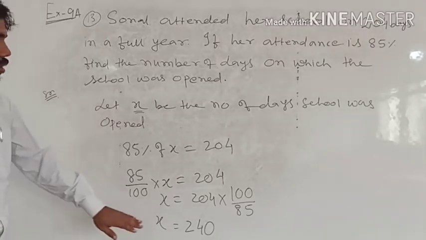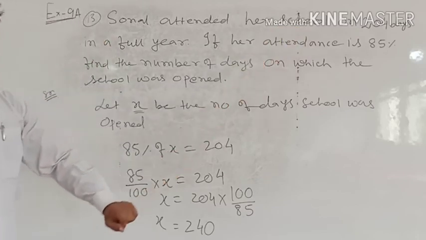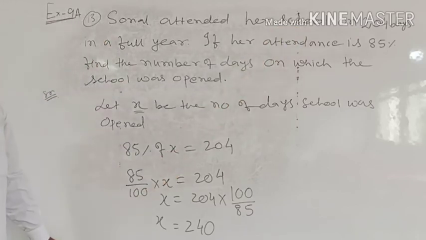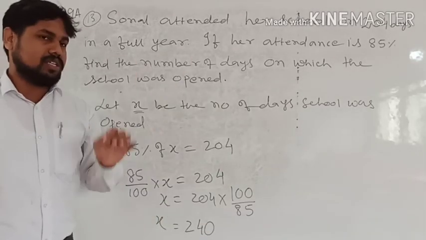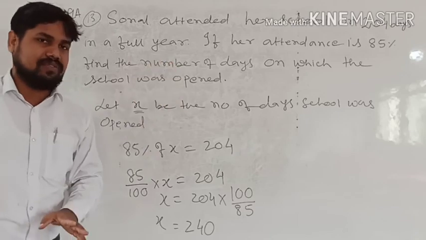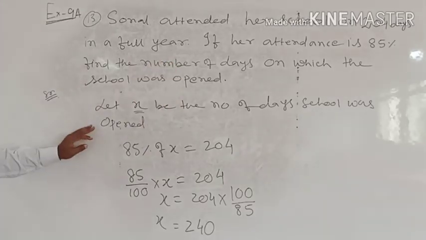That means out of 240 days, Sonal attended 204 days. That means the attendance is showing 85%. Okay, so out of 240 days she has attended class for only 204 days, for which the attendance shows 85%. Therefore we can write that the school was opened for 240 days.